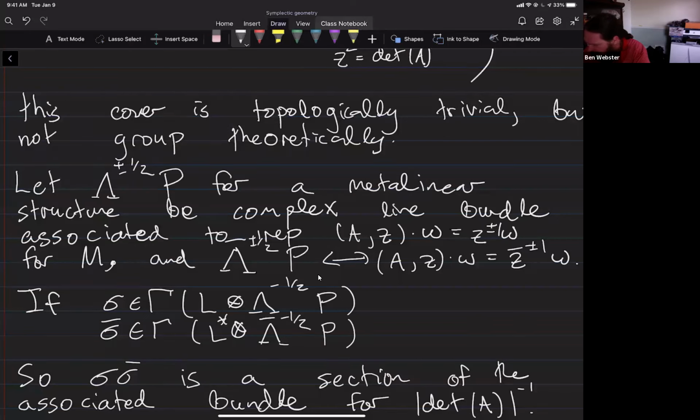And so I can define half forms by taking the associated vector bundle for either the action of Z, or Z inverse. So this is a representation that doesn't make sense for GLN R. Because if I have negative determinant, and I want to act by square root of that, you say, well, which square root? So exactly what this metalinear group does is it decides which square root you want.